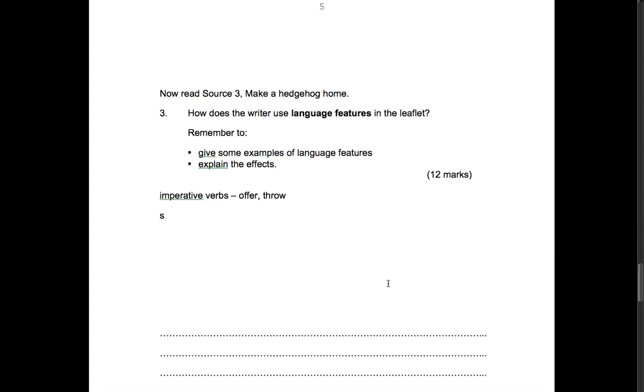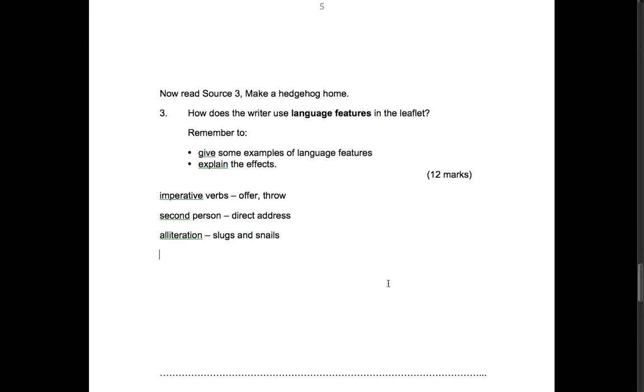I've got the use of the second person, which is giving us a sense of a direct address, speaking directly to me. I've got some gentle alliteration just to reinforce the idea this is to be helpful. So I've got slugs and snails. I've also got some colloquial, informal, chatty language, which is creating that sense of the people who designed this leaflet are trying to help me. And also it feeds into the idea of hedgehogs.